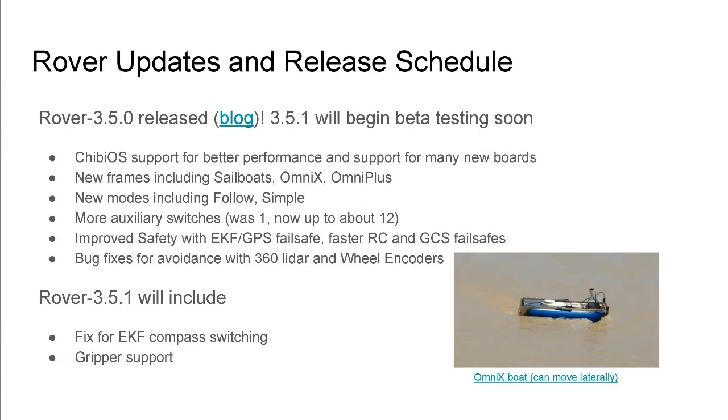We've just released Rover 3.5. There's a link to the blog post there. It's quite a big release. It includes ChibiOS, which went out of course for Copter and Plane over the last few months. It also includes support for sailboats, improvements for BalanceBot, and a couple of new frame types, Omni X and Omni Plus. These are vehicles that can move laterally. And there's a link on the bottom right to a video from one of the users who's actually built one of these vehicles, so that's kind of interesting for inspection. It also includes a bunch of new flight modes, including follow mode.